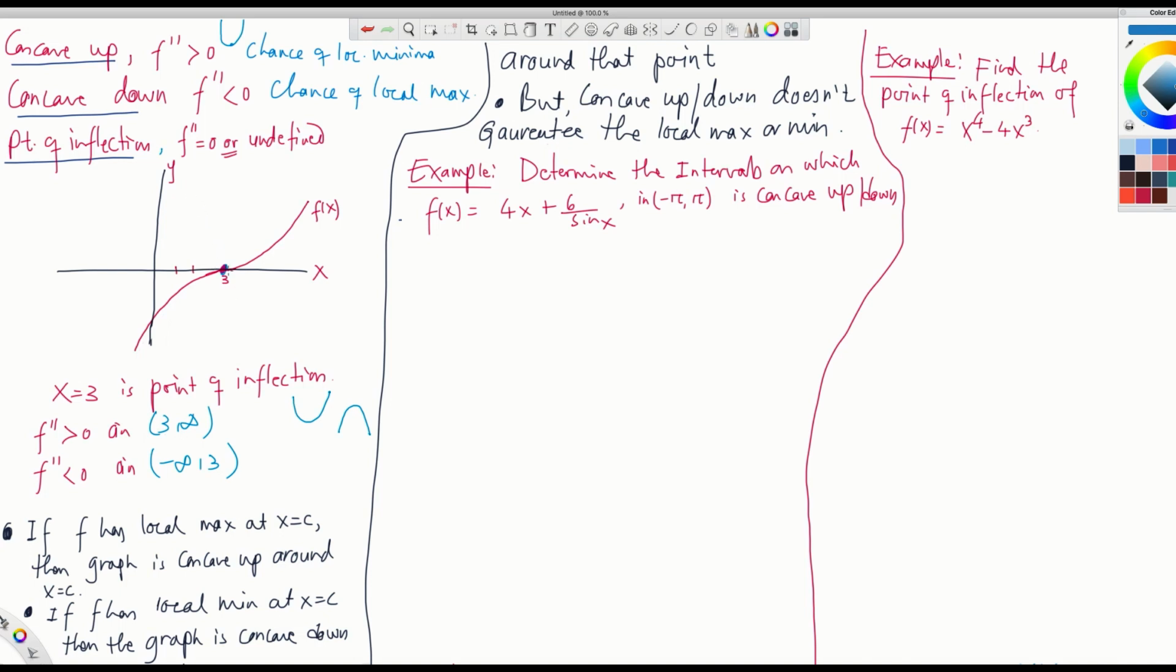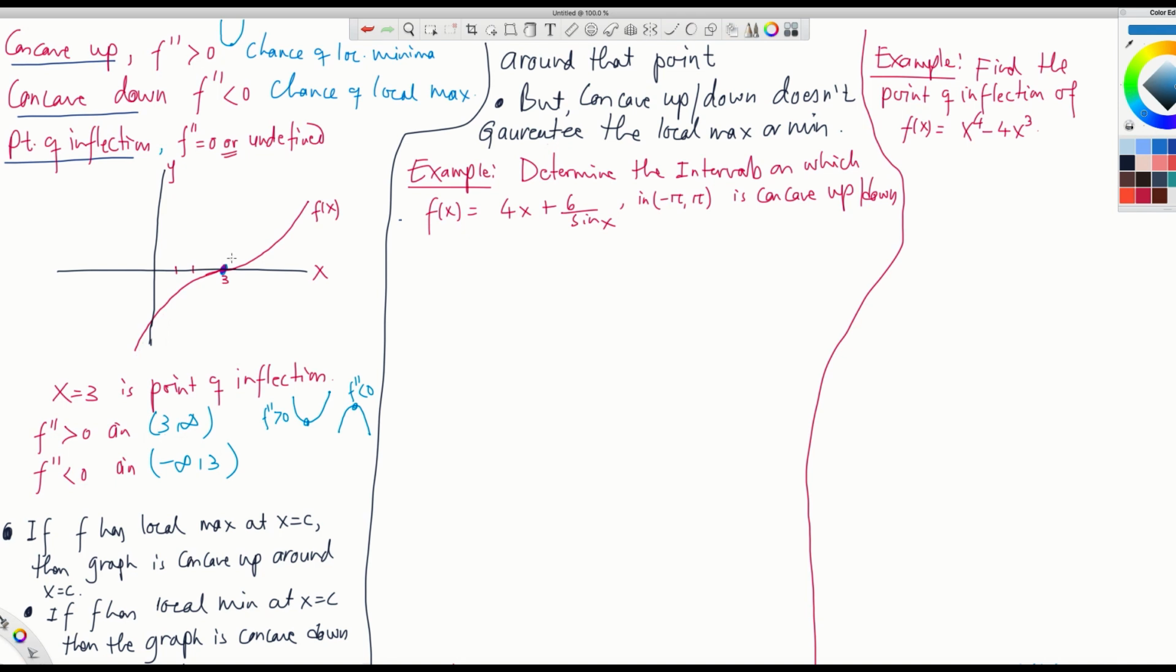We need to have this type of graph to have a local minima. But here it is just concave upward and downward. There is a point of inflection, but there is no local max and local min in this graph. The second derivative will be positive in this part and negative in this part. Here is a local max and local min. This is local min, this is local max. But in the other case, the second derivative is positive here and negative here, but there is no local max and local min.